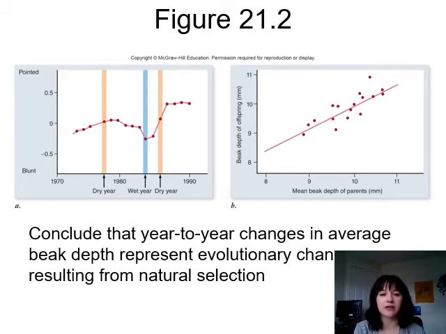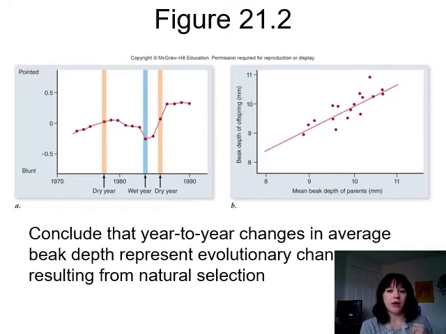So let's look at some raw data that they provide. On the left, we have the y-axis is the shape of the beak. So the more pointed a beak is, the more deep that beak is versus blunt, right? So pointed, blunt, right? And then on the x-axis, we have kind of the wet and dry years over time. And the trend that we see is that during and after dry years, the depth or the pointedness of these beaks tends to go up. And then during the wet seasons, the beak size tends to be more blunt.